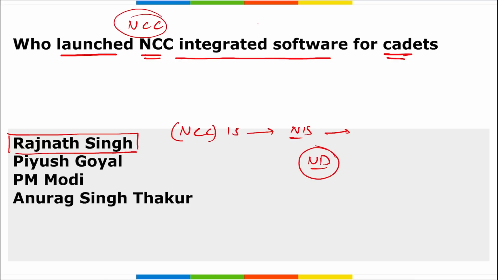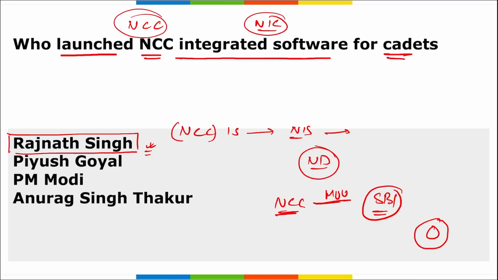So some things that you need to remember, that NCC Integrated Software, that is your NIS, was launched by Rajnath Singh, who is our defense minister. Correct? Remember here NCC, National Cadet Corps, signed an MOU with a bank, and the name of the bank is SBI, and this is to open zero balance accounts for all the NCC cadets. All right. So if asked about the bank with which NCC signed an MOU, it is your SBI for zero bank balance, right? And the software that was launched is NIS, that is your NCC Integrated Software.